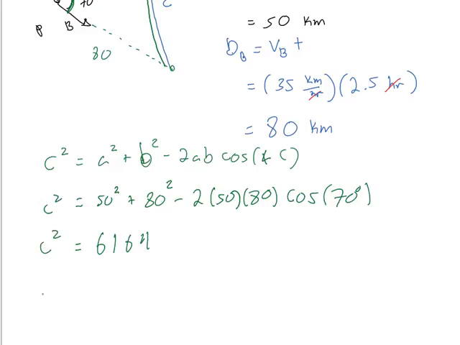To get just C, we'll have to take the square root of each side, and so C will be 78.5 kilometers. Now, whenever you take the square root, you need to remember plus and minus, but since we're talking about distances here, we can quite easily throw away the negative solution, leaving only positive 78.5 kilometers.